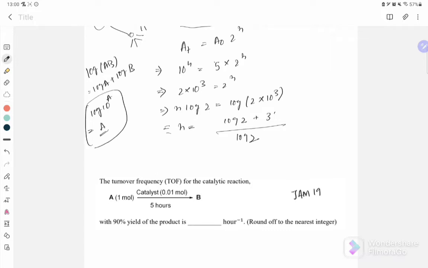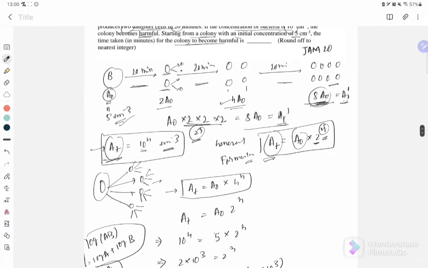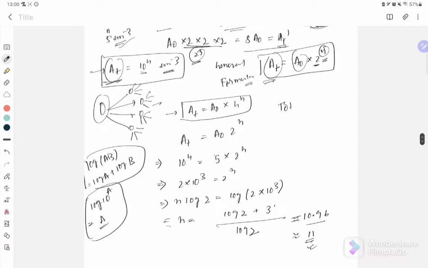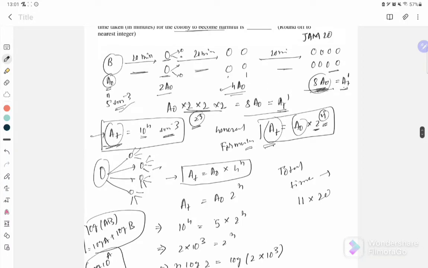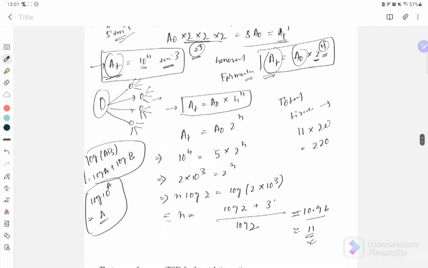We have to know these two conditions. If we calculate this one, n will be 10.96, that is approximately 11. So 11 repeated times, and our total time will be 11 into 20 minutes, because for each repeated time it will take 20 minutes. So our total time will be 220 minutes. This is our expected result.